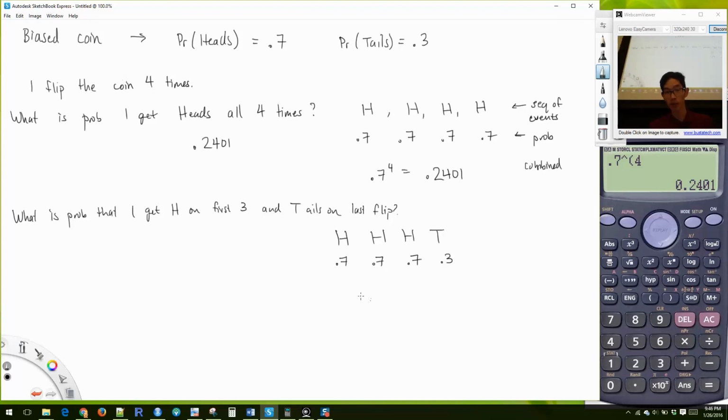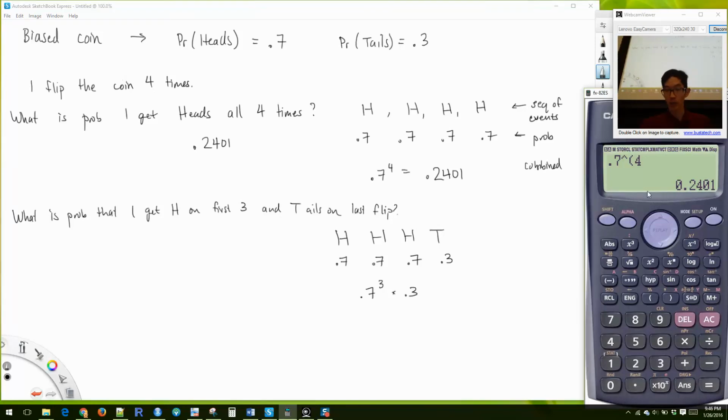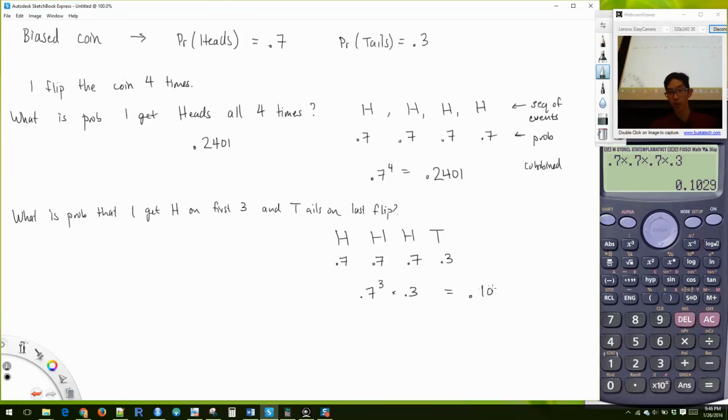So I multiply all these together, so I'm going to have what? 0.7 to the third times 0.3. I can just type it in that way: 0.7 times 0.7 times 0.7 times 0.3, and I get 0.1029. Okay?